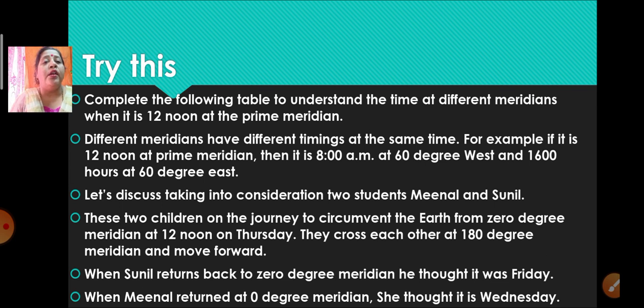When Sunil is going around from 0 degree, circumventing the earth, and returns back to 0 degree, he thinks it is Friday. When Meenal returns back to the 0 degree meridian, she thinks it is Wednesday. So much of a confusion. One is thinking it is Friday, one is thinking it is Wednesday. What is the actual day, whether it is Friday or Wednesday? About this confusion we are going to learn in our next lecture. Okay children, thank you.